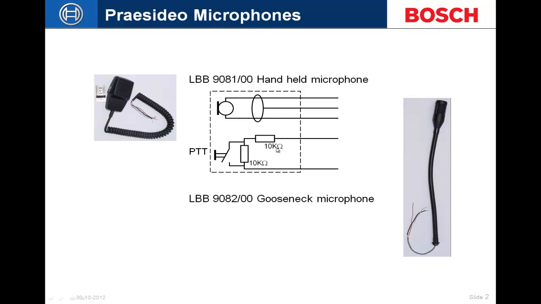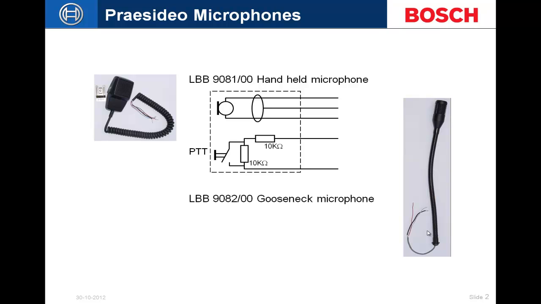If I'm connected up to a supervised control input, I've got a 10K in line with my contact closure, and then a 10K across my contact closure. This gets me 4 different states. It gets me open and shorted, which are now false, and then it gets me 10 and 20K, which my system is really looking for in order to take action. The 9081 comes with the PTT wired with the resistors built in. And then we offer the 9082, which is a gooseneck microphone, which is primarily used for call station kits.